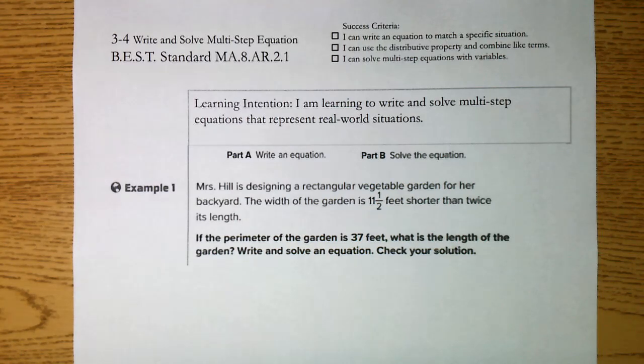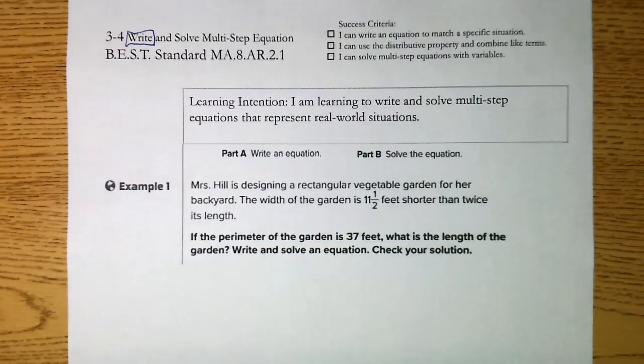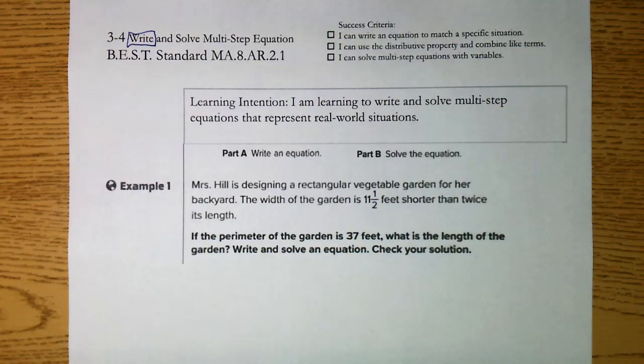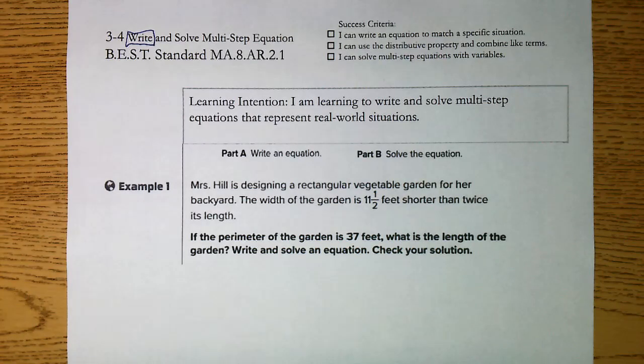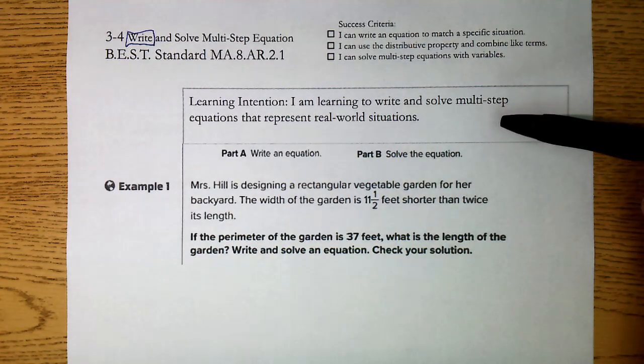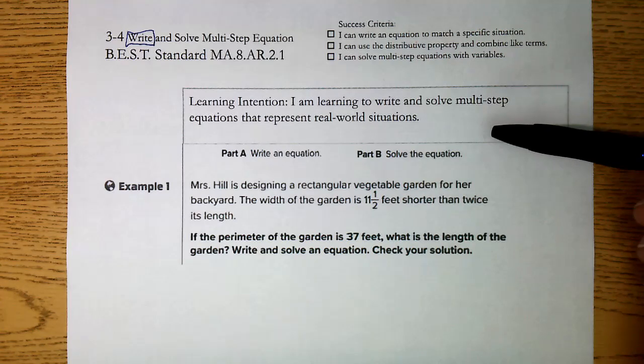All right, everybody. Today we are looking at section 3-4, writing and solving multi-step equations. Today, big difference here. You are going to have to write the equations and then solve it. So instead of being given the equation, you're going to have to take this real-world example, write the equation, and then solve it. That's pretty much what this learning intention says right here. I am learning to write and solve multi-step equations that represent real-world situations.